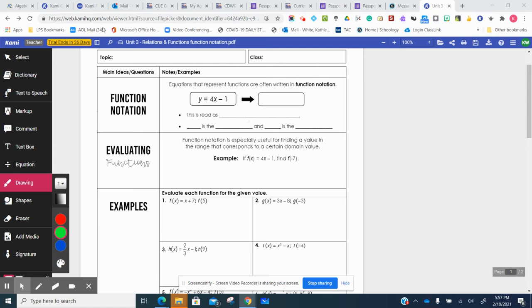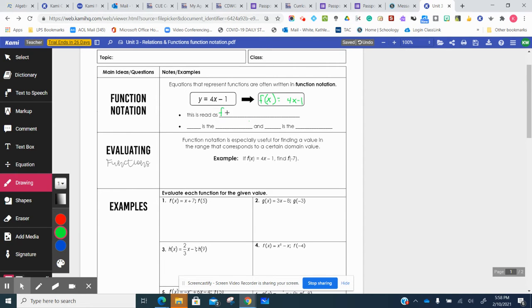Equations that represent functions are often written in function notation, especially as we go on through the years. So you'd write it like this. If someone asks you to write in function notation, you're going to say f of x is equal to 4x minus 1. And notice it's very similar to the first equation. You're just going to replace y with f of x. And this is read exactly like that.